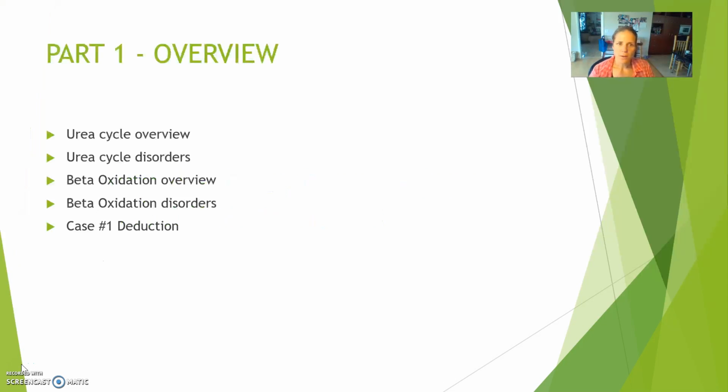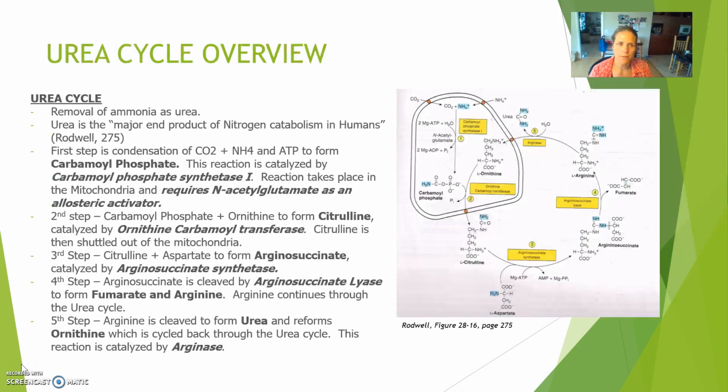I'm going to talk about urea cycle overview, urea cycle disorders, beta oxidation overview, and beta oxidation disorders, and then concluding with case 1 deductions in part 1.